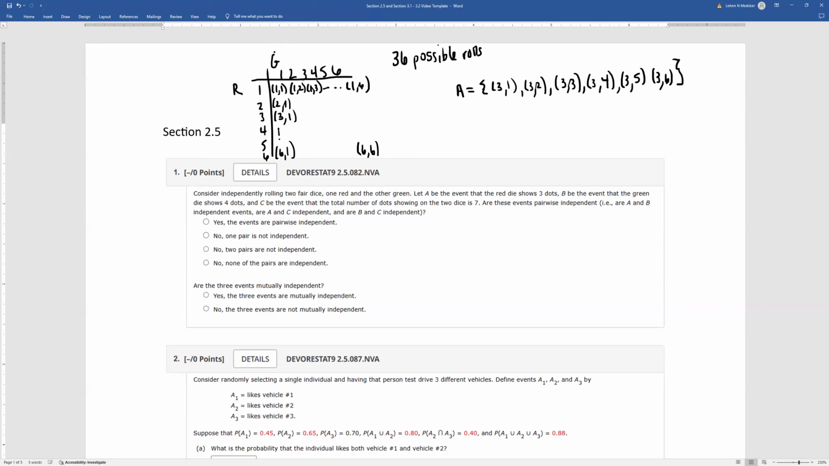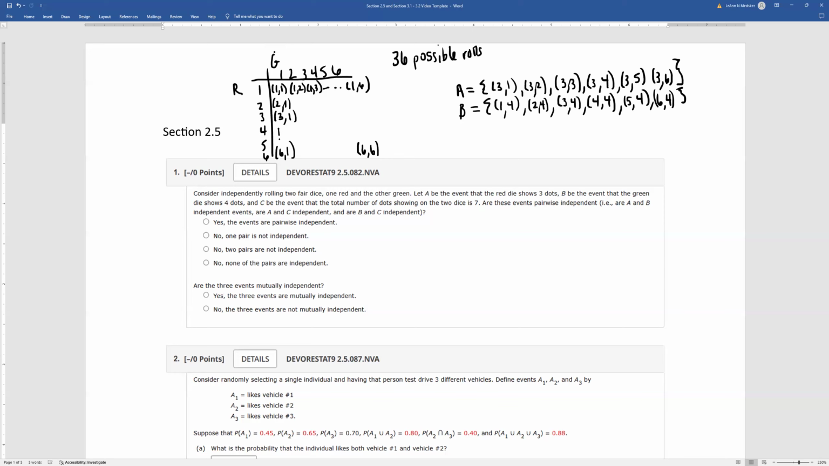B is the event that the green die shows a 4. That's the second position, the Y in the ordered pair. So that could be anywhere where we have any number up front and then a 4. That would be 1, 4, and we would have 2, 4, 3, 4, 4, 4, 5, 4, and 6, 4. All those are the ones where the green is 4.